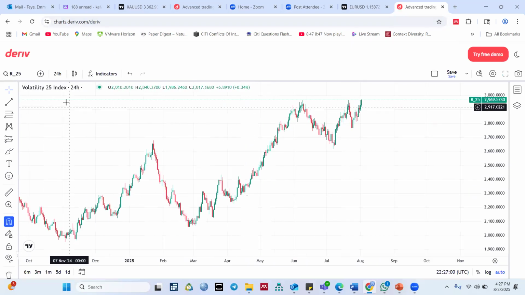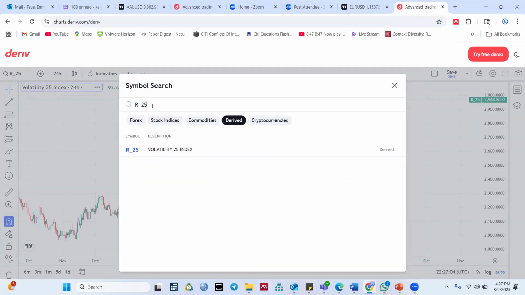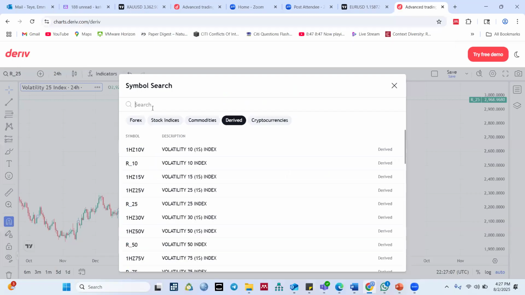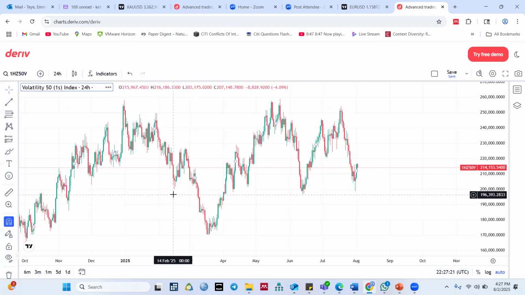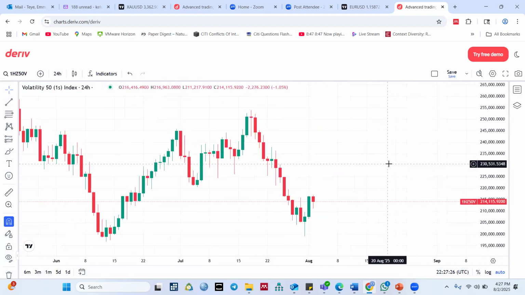When it opens, at the top left corner, you can click the search button. Once you delete the search from there, you even have all the options popping up. The pair that I'm looking at, for example, is called Volatility 51S, so I will look for Volatility 51S. You can choose any pair and just use it for your analysis.